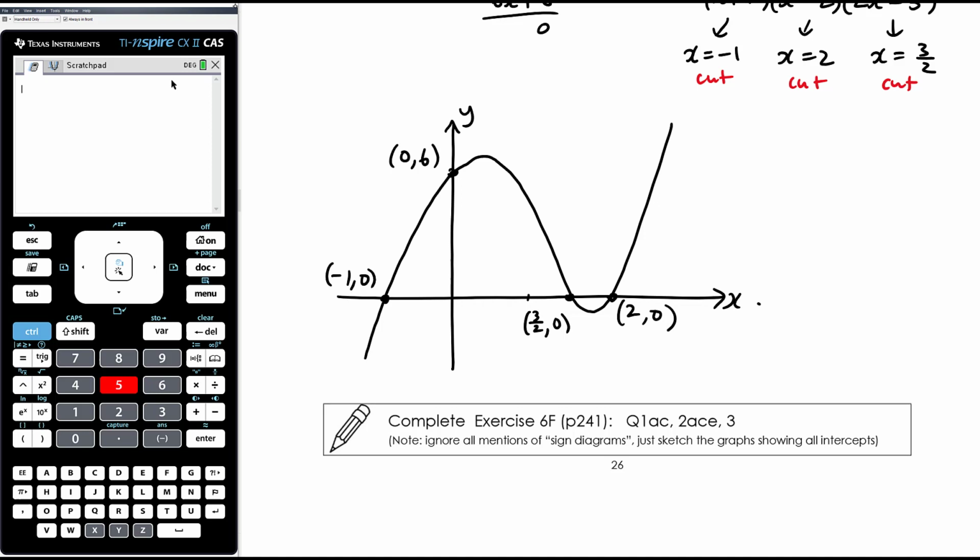Okay, so some practice in exercise 6F. Please note that your textbook makes really hard work of these graphs, and it uses things that it refers to as sign diagrams. Please ignore any mention of a sign diagram. You do not need to draw sign diagrams. Just sketch the graphs and do so like we've been doing in this video here.